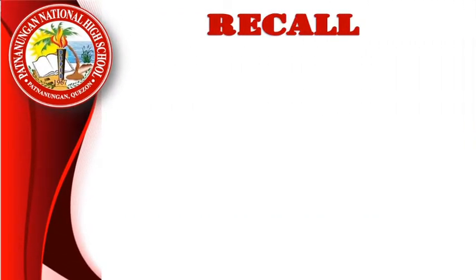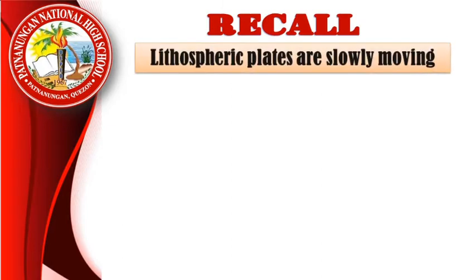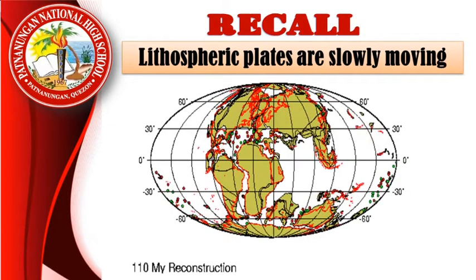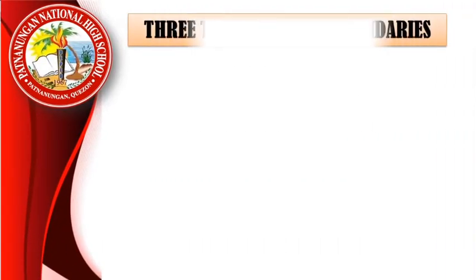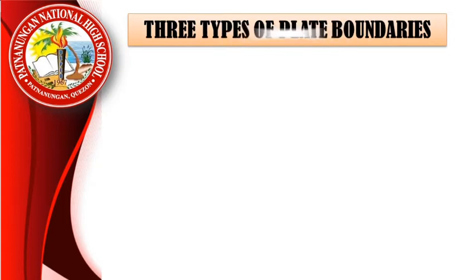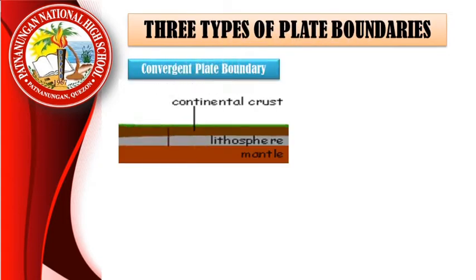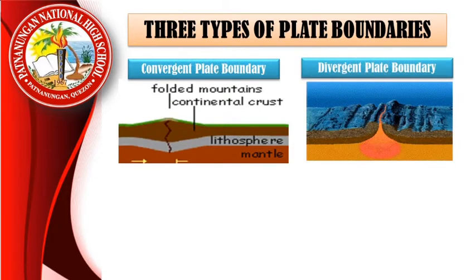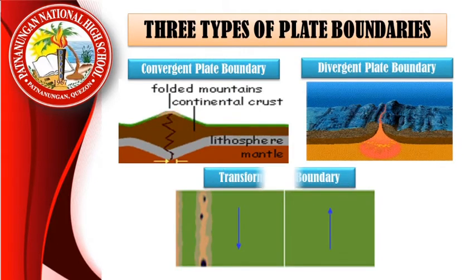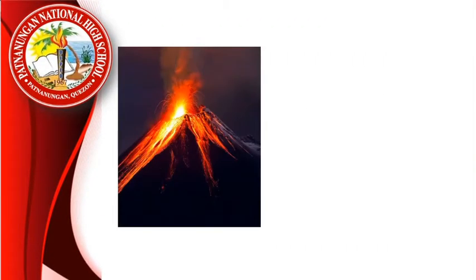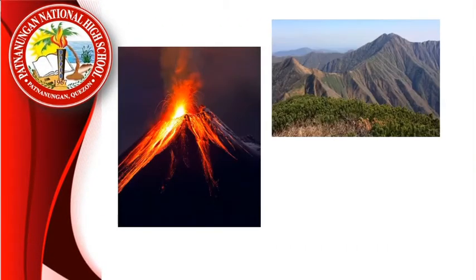You have learned from our previous lesson that lithospheric plates are moving in different directions. These movements of plates can be classified into 3 types of boundaries, namely convergent plate boundary, divergent plate boundary, and transform fault plate boundary. Along the plate margins, earthquakes, volcanoes, and mountain ranges are being formed.